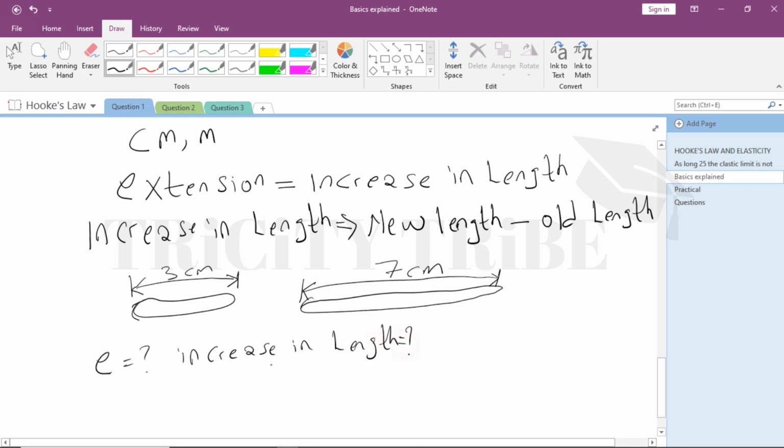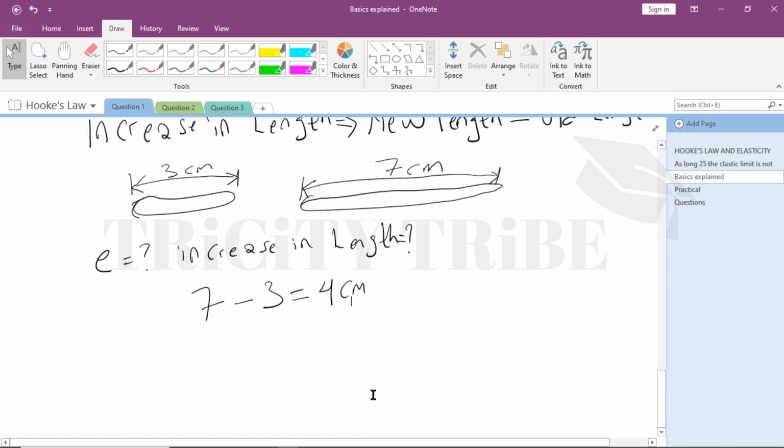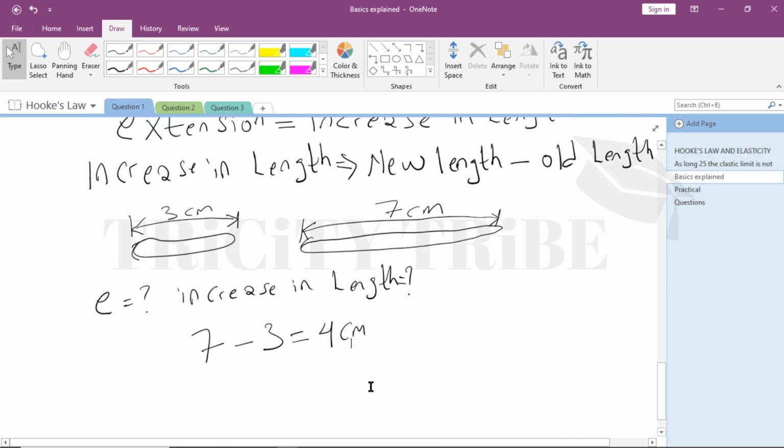Alright. Extension is the same thing as increase in length. So I could ask you any of the two questions, it's the same thing. It will be the new length minus the old length. That will be 7 minus 3 equals 4. Always put your units. That verifies your answer is correct. So the increase in length is 4 centimeters, or you can say the extension is 4 centimeters.